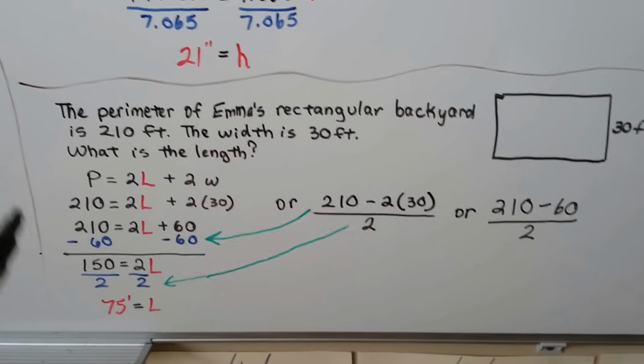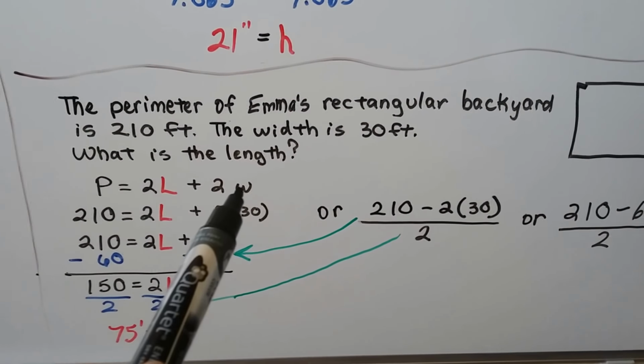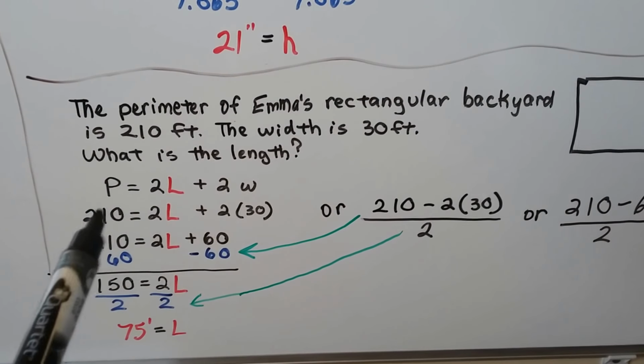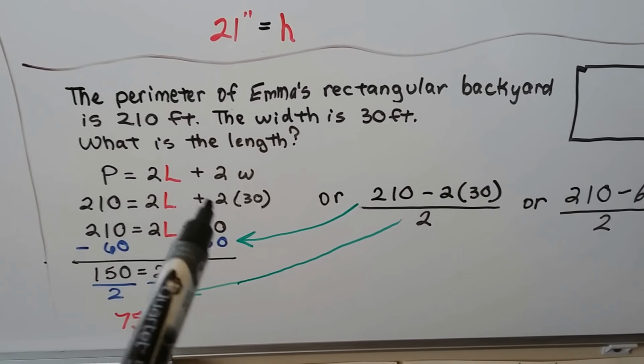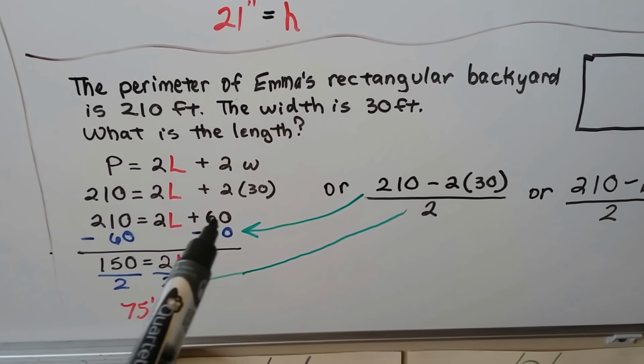Because it's a rectangle. So what we can do is put in what we know. We know the width is 30. And we know the perimeter is 210. So now we have 210 equals 2L plus 2 times 30. 2 times 30 is 60. Now we have 210 equals 2L plus 60.